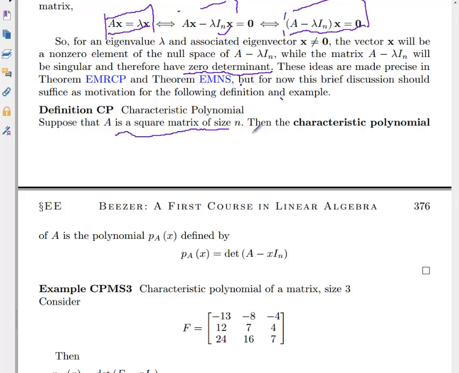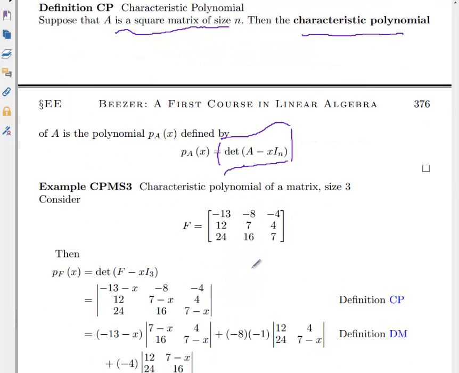If A is a square matrix of size n, then the characteristic polynomial is defined as the determinant of A minus xIn. Now, why do we call this a polynomial? Because, as we'll see when you work this out, if you compute this determinant, it's going to be a polynomial in x, and we'll see that in the examples following. And remember that a determinant is a number, so this gives me a number that depends on x. It's actually a polynomial in x. All right, so let's look at an example.